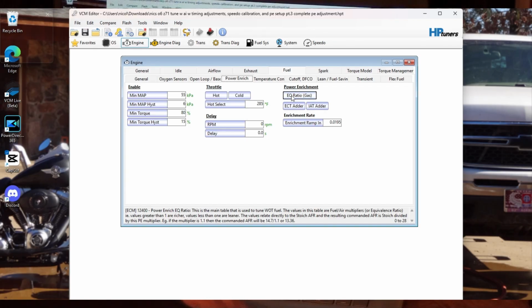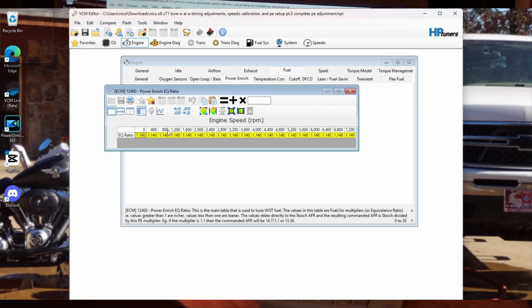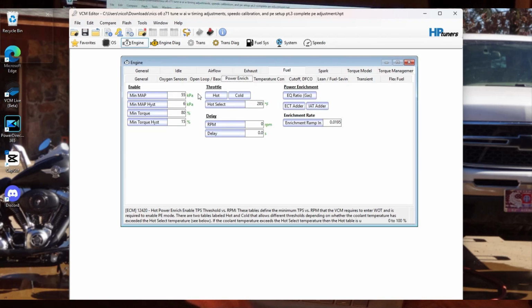We can go here to EQ ratio to change our power enrichment. We can also change when our power enrichment comes in and how long it delays before it actually sets into place.